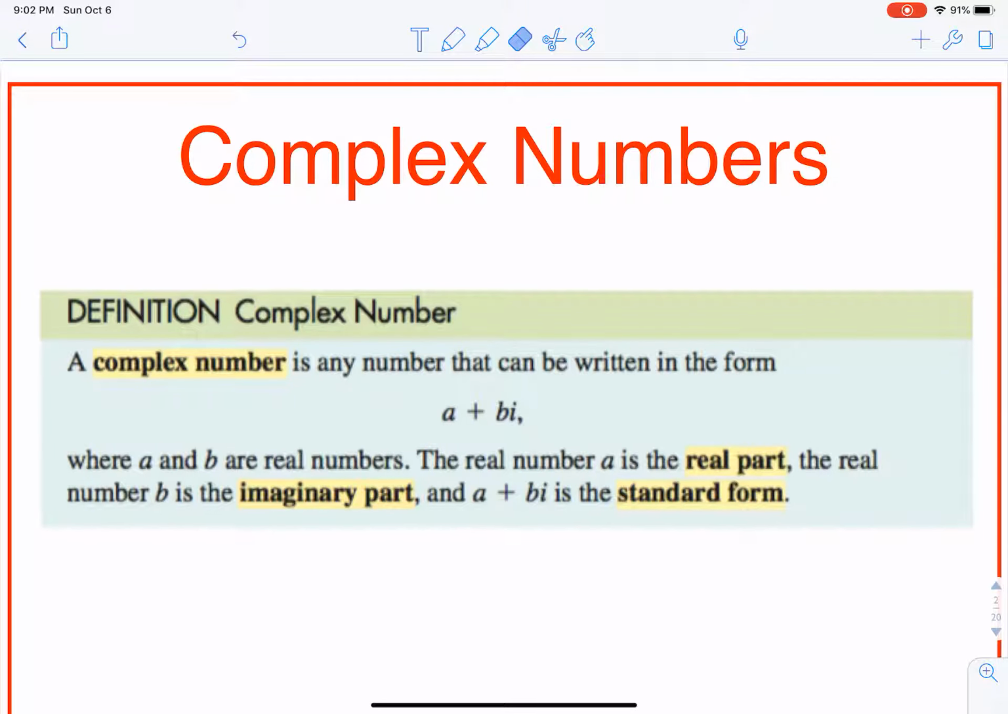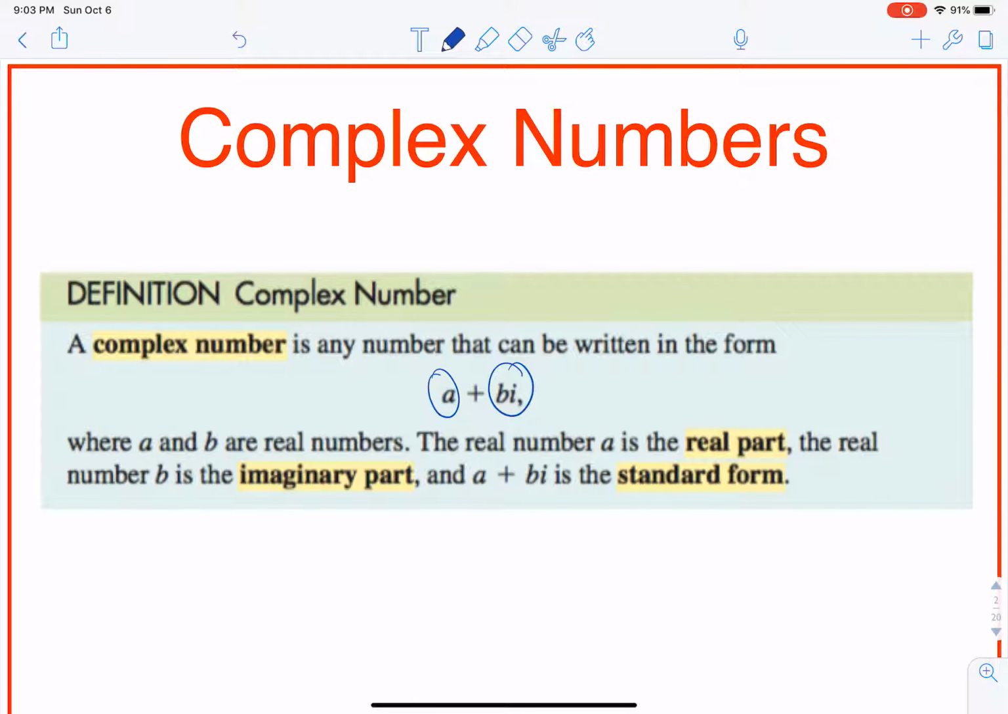A complex number is any number that can be written in the form of a plus bi, where a and b are real numbers. So the real number a is the real part because that's the standalone part. And the real number b is the coefficient to the imaginary value i. So a here is my real part, and i is my imaginary part, but bi makes up the imaginary part of this complex number.